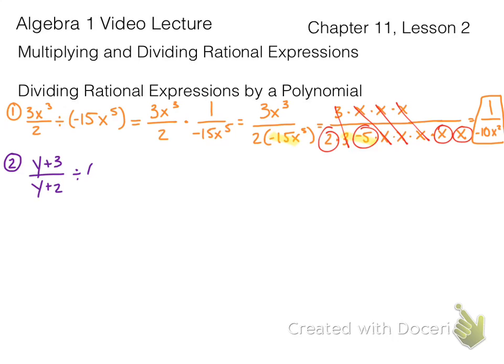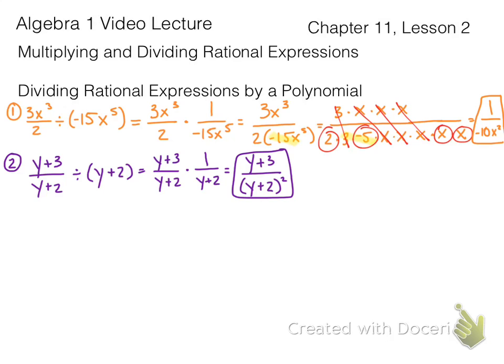All right, next to last example, we have y plus 3 over y plus 2 divided by y plus 2. Remember that you can put y plus 2 over 1, then do the reciprocal and multiply, and that gives you that answer. And just note how I wrote y plus 2 times y plus 2 as y plus 2 to the 2nd power. Pay attention to that, because that is how you would write it in simplest form. And my last example does involve some factoring, so let's go ahead and get to it.